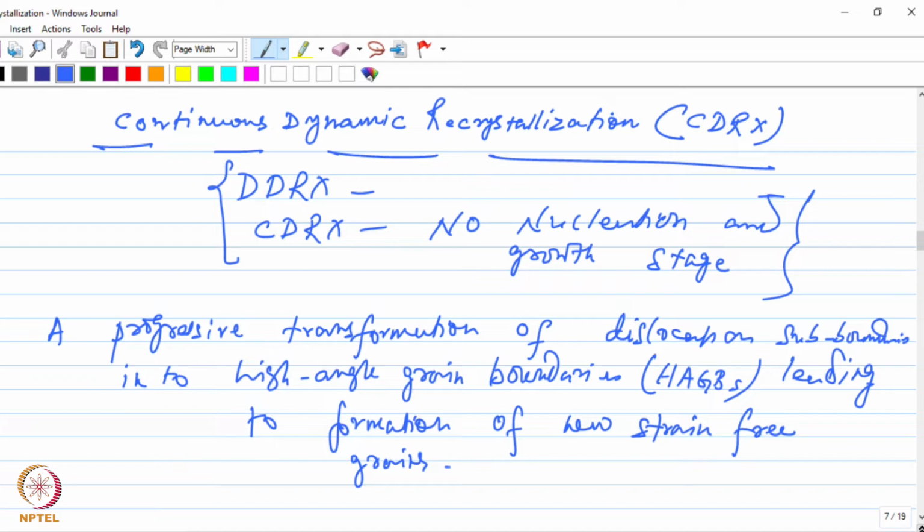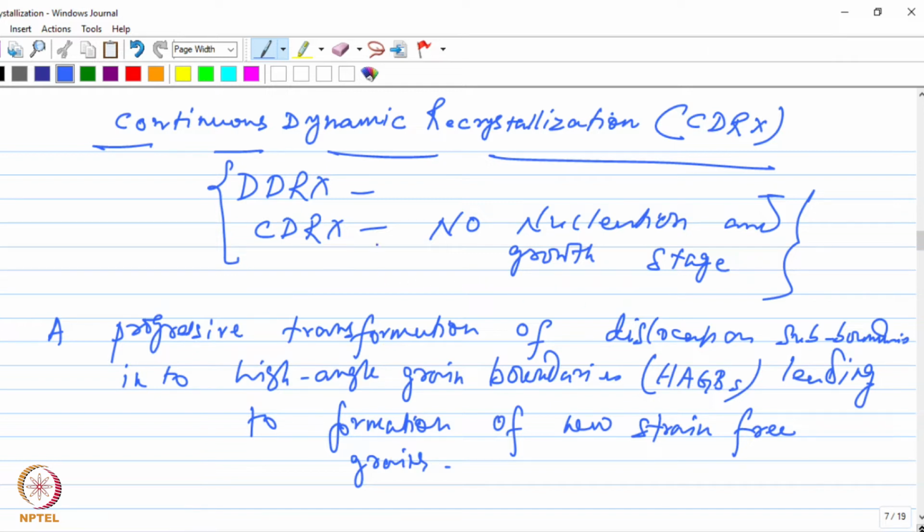DDRX occurs by the same mechanism as in static recrystallization, that is through nucleation and growth, and the dominant mechanism for the formation of the nucleus is the grain boundary bulging mechanism. So we have talked about that in detail.